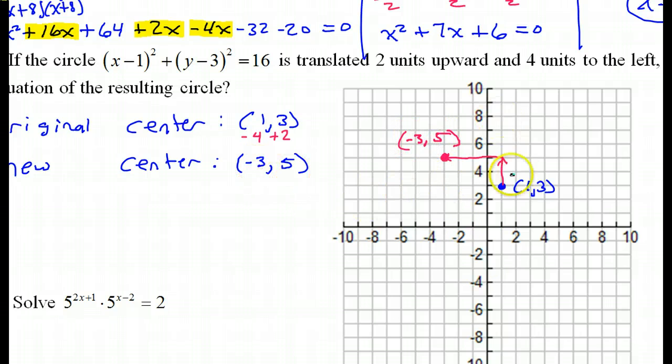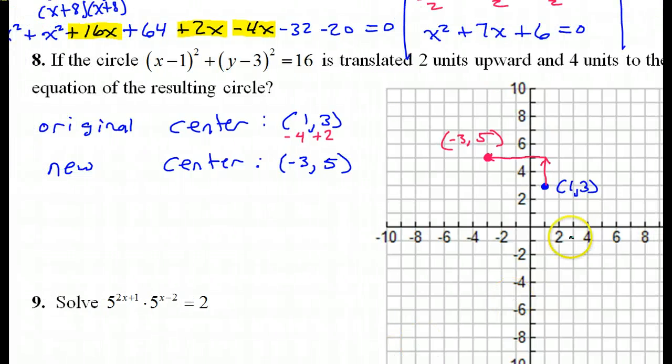Okay, but as you can see, we did not need a graph in order to find this. But if you have trouble understanding, oh, I'm subtracting 4 from the x value when I move left, and I'm adding 2 to the y value when I move up, if that boggles your mind, then just borrow the graph from another problem and do this, and you'll get the same point. Anyway, once you have the new center, you can convert that to an equation.